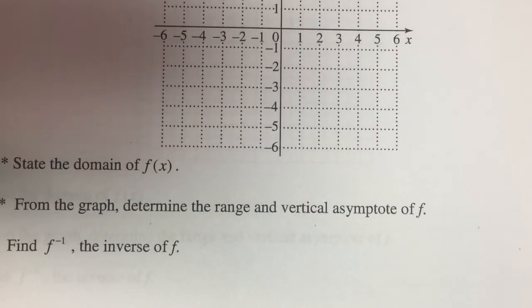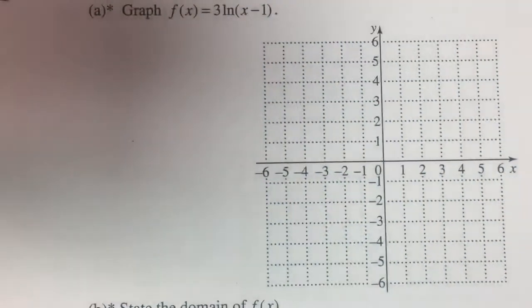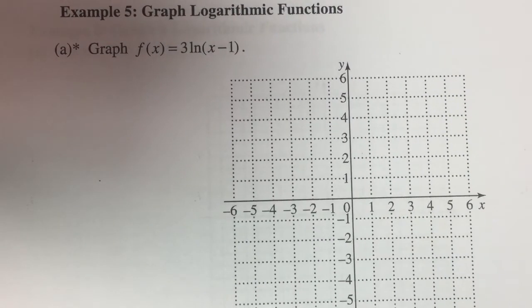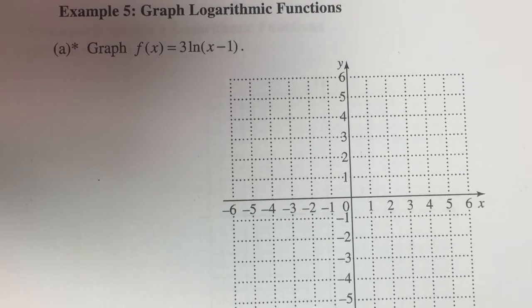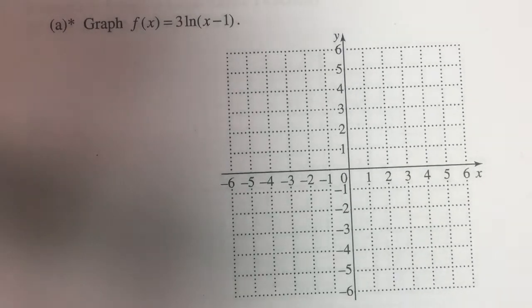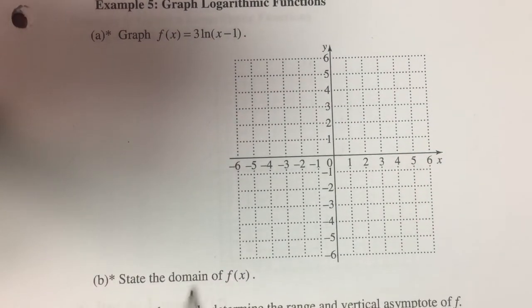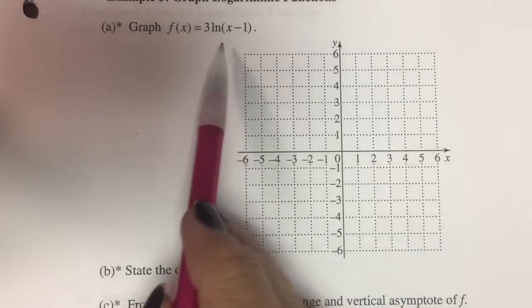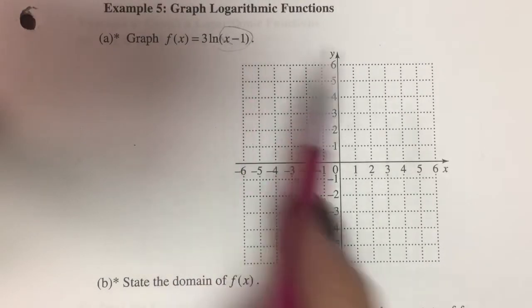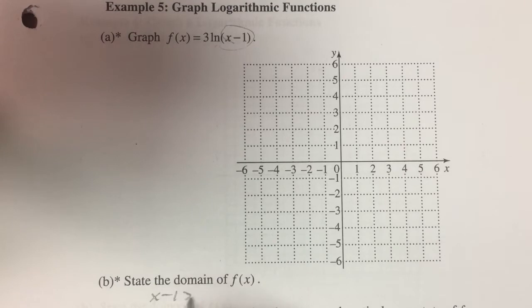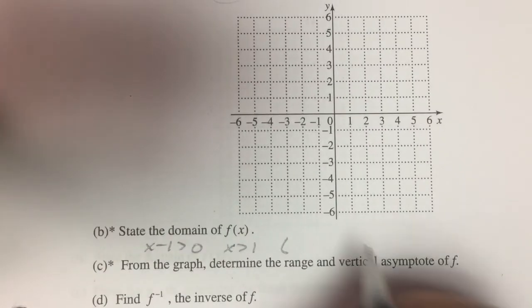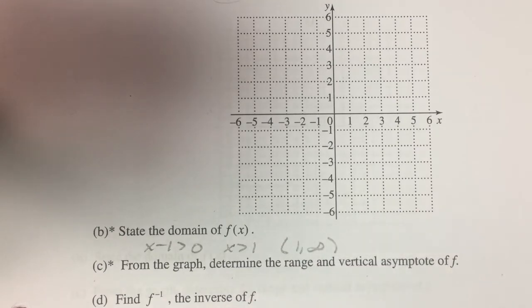All right, so let's go ahead and do this graph. As I look down here, the first thing they want me to do is to state the domain. I know that I need this to be a positive number, so that means x minus 1 has to be greater than 0. Oops, I turned 2 pages. It has to be greater than 0, which means x has to be greater than 1. So my domain is everything from 1 to infinity.